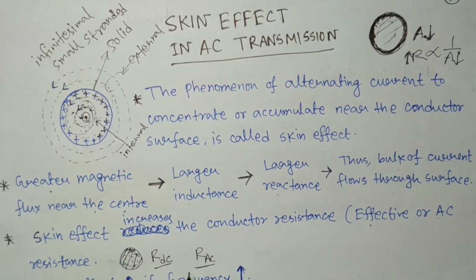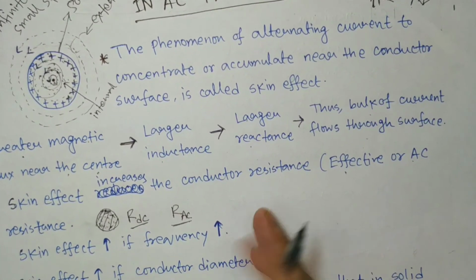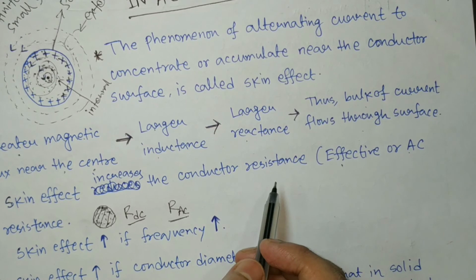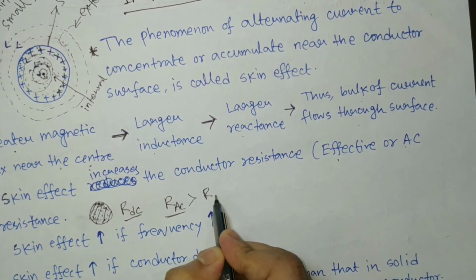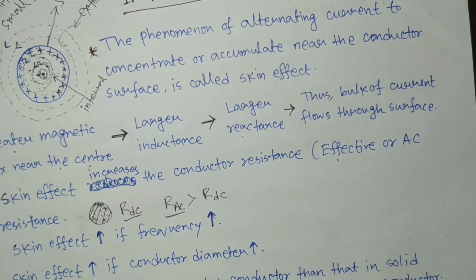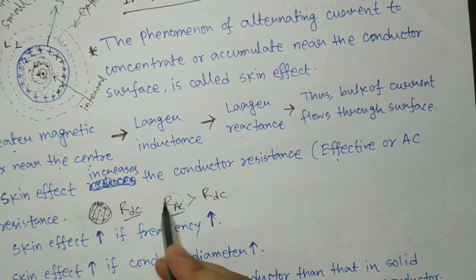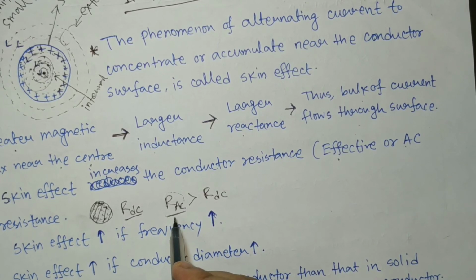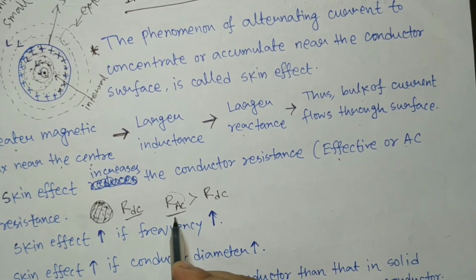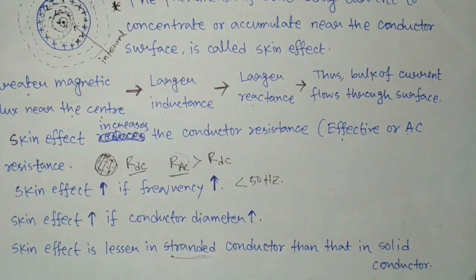This RAC is called effective resistance or AC resistance. And always remember, RAC is always greater than RDC. Why? I have explained. Now what is the drawback? Because your effective resistance is increased, your loss will be increased. Loss increased means your system efficiency will decrease. So this is the drawback of skin effect.